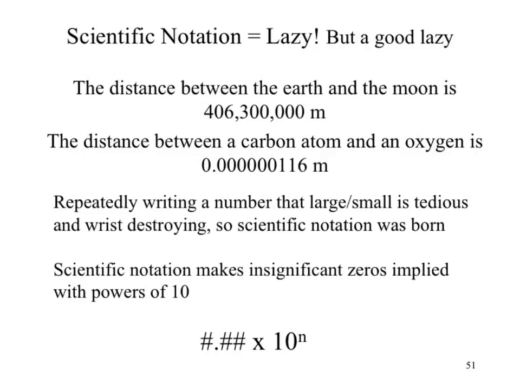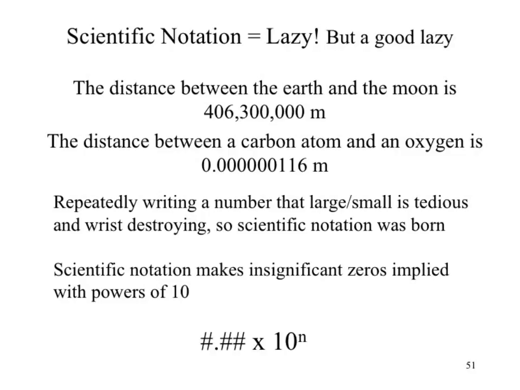We can do the same thing. The distance between carbon atoms and oxygen atoms in an individual bond is 0.000000116 meters. Okay? Very tiny distance. But writing out all of those zeros could easily get confusing. So what we want to come up and do is convert those numbers into something that simplifies out those placeholder zeros so that we can better understand or look at just the important values.